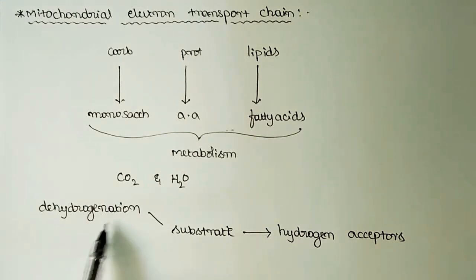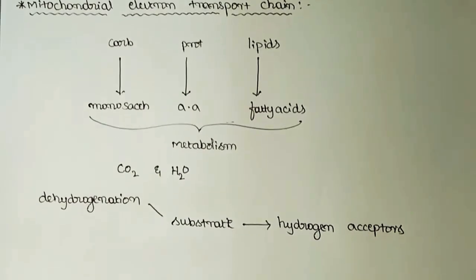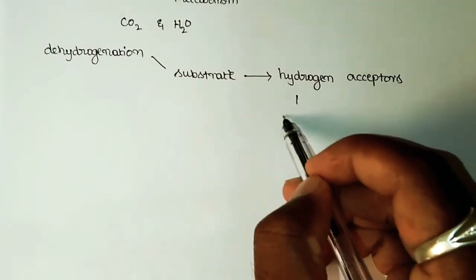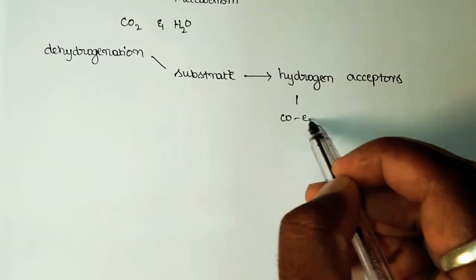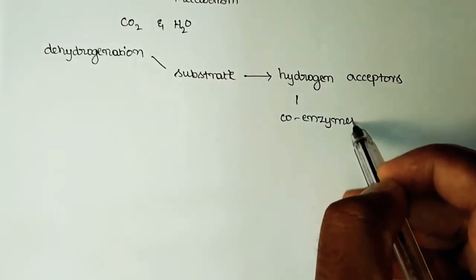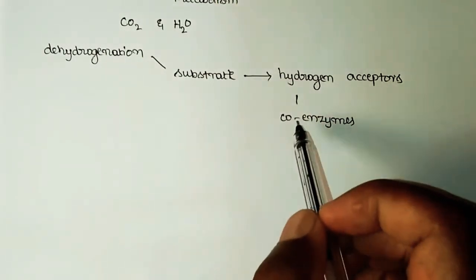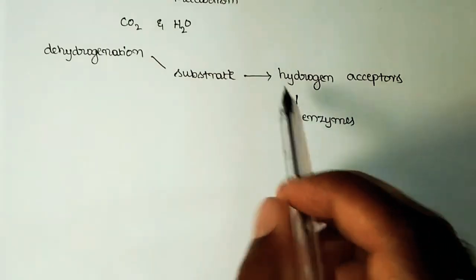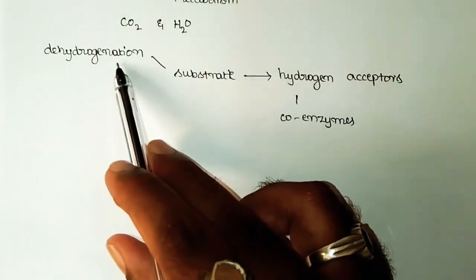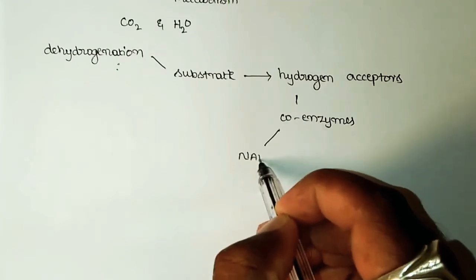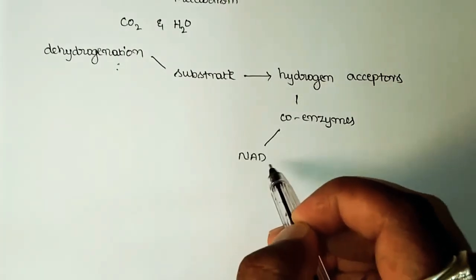So during the dehydrogenation reaction of the metabolism, from the substrate molecule one or two hydrogen atoms will be transferred to hydrogen acceptors, and the hydrogen acceptors that come into the picture in the process of metabolism are preferably the specialized coenzymes, and these coenzymes will receive the hydrogen from the substrate molecule. And if you want examples of coenzymes that act as hydrogen acceptors in the process of dehydrogenation during metabolism, the very simplest example is NAD, which is called nicotinamide adenine dinucleotide.